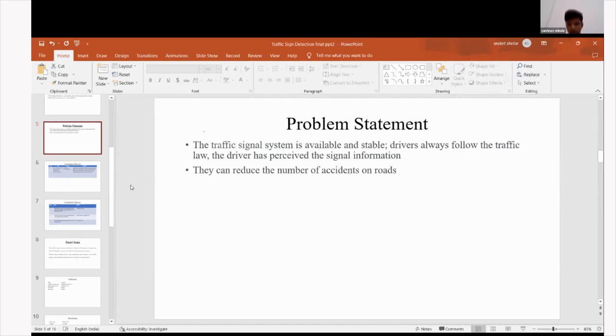Following is the problem statement of our project. The traffic signal system is visible and stable. Drivers always follow the traffic laws. If the driver has received the signal information, they can reduce the number of accidents on the road.